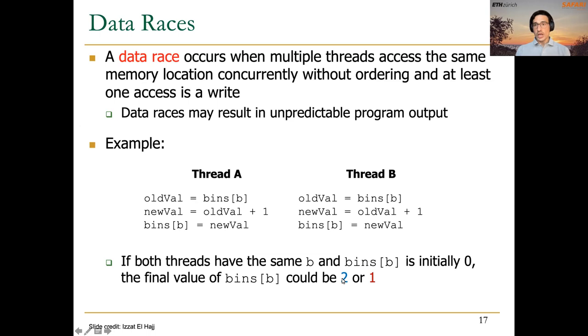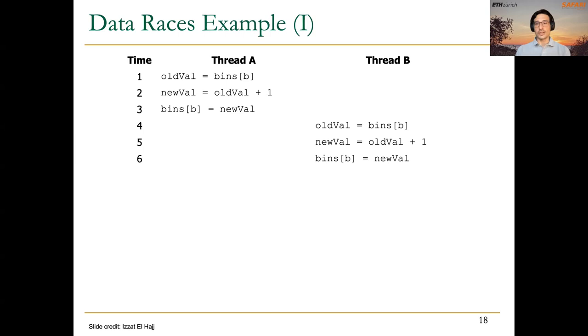It depends. As you know, the correct result would be two, but if a data race happens, then the result will be only one. Let's see the two cases in this example. So this might be one case, this is another case.